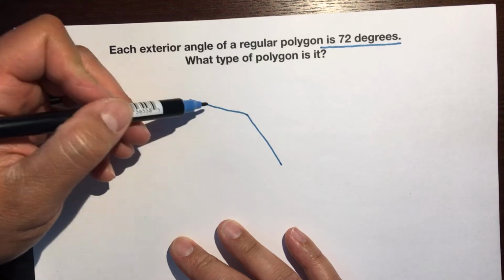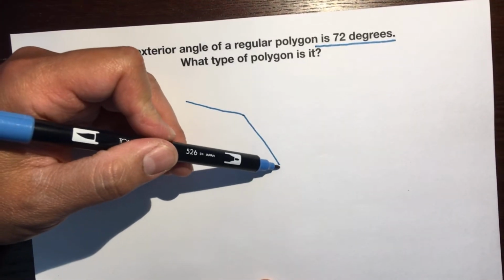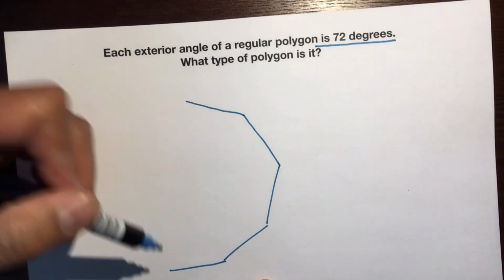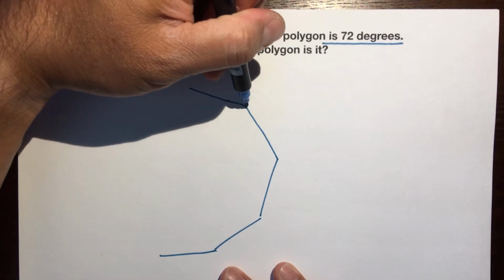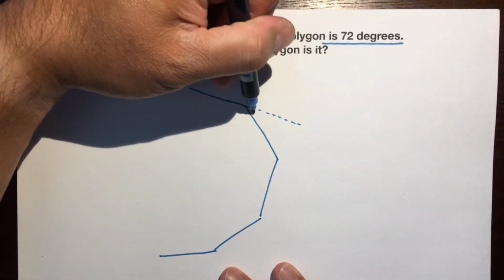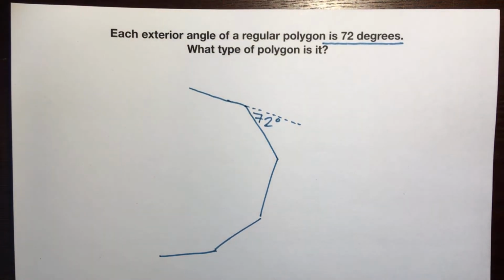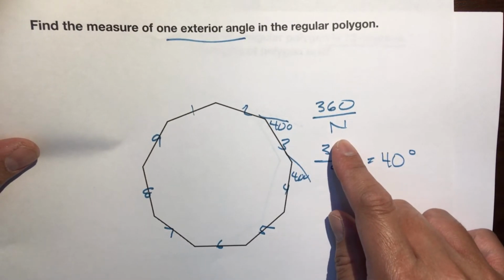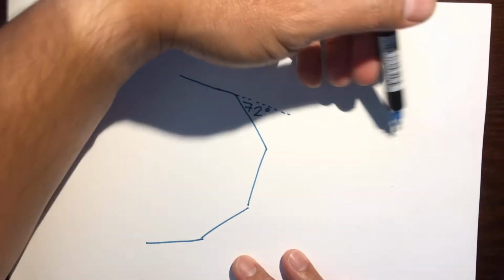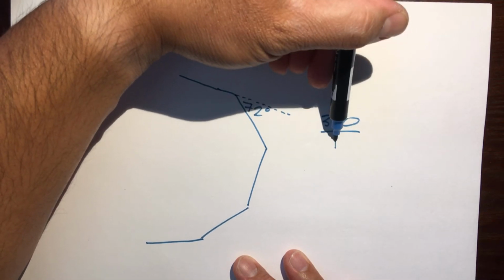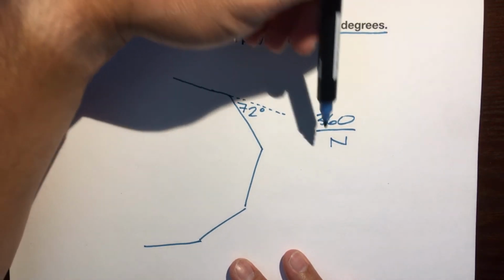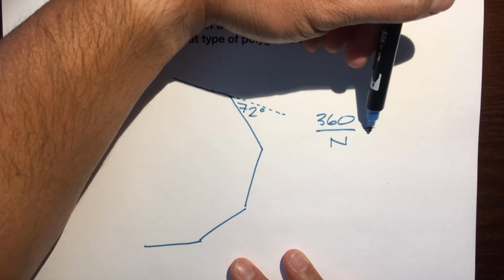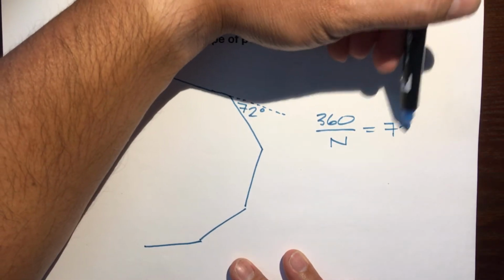So let's just say this is part of our polygon. I don't know how many sides there are, but let's not even draw the entire thing, but we know that one of the exterior angles is 72 degrees. We can still use this formula that we used earlier, 360 divided by n, to figure out how many sides there are. So 360 divided by n. Remember, n is the number of sides, interior angles, or exterior angles. They're all the same. And we'll set that equal to 72.